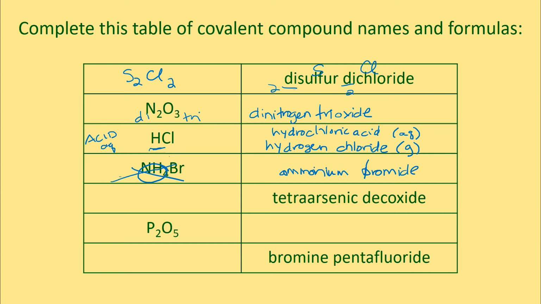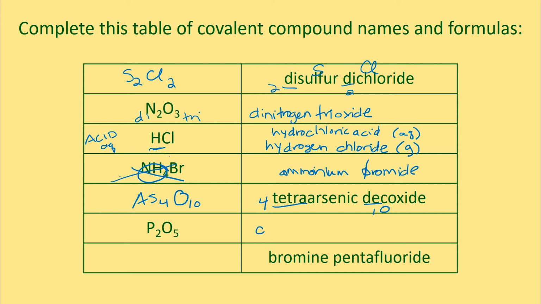Okay, tetraarsenic decoxide. We first want to double check our prefix list. Tetra is the prefix for 4. Dec is the prefix for 10. And then arsenic has a chemical symbol of As. And there's 4 of those. Oxide refers to oxygen, O, with a subscript of 10. As4O10.